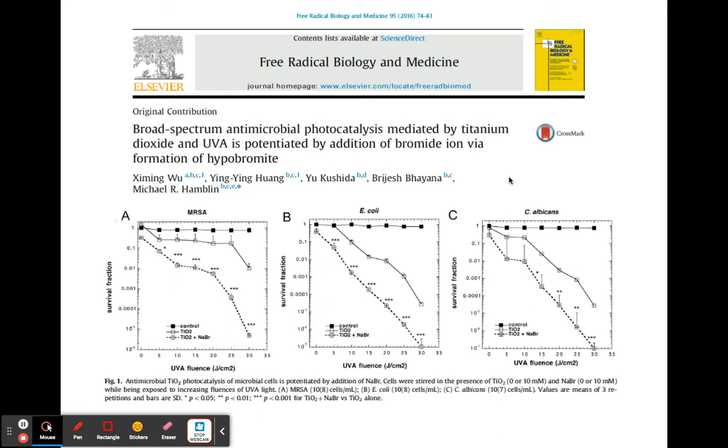Here we're looking at potassium bromide, but the only way to get any potentiation with potassium bromide is by using titanium dioxide photocatalysis, which is a much stronger way of generating ROS compared to most PDT. And here you see if you use potassium bromide, you can get some logs more killing, not 6 logs more, but a couple of logs of extra killing by adding sodium bromide to antimicrobial photocatalysis.